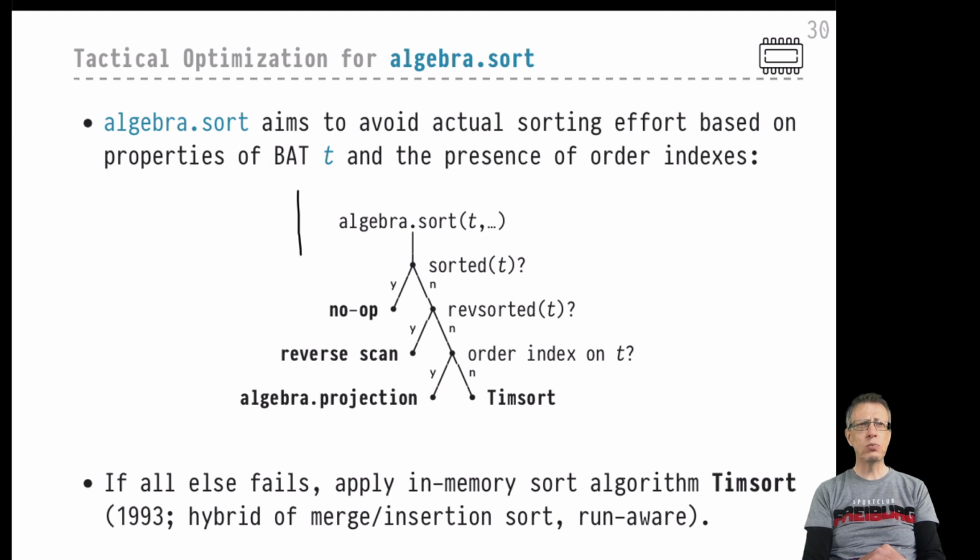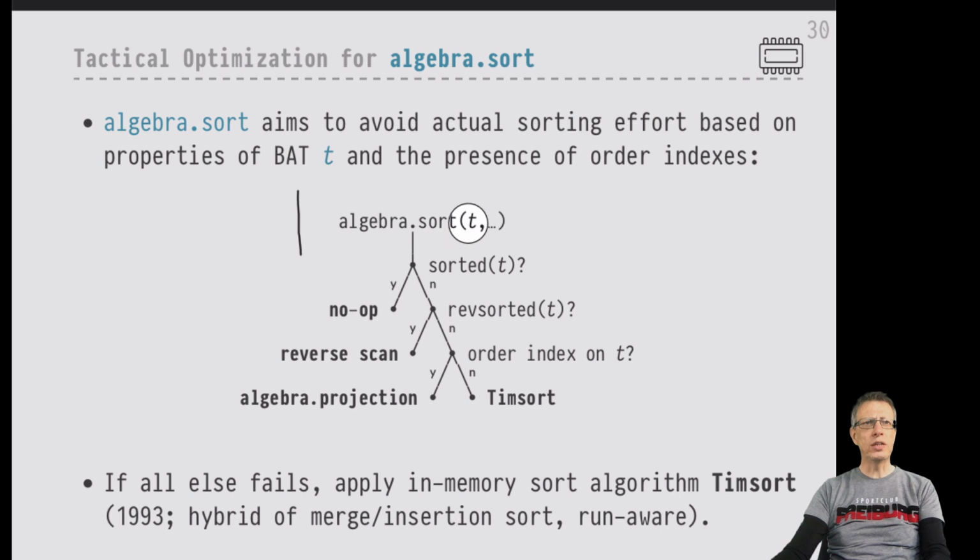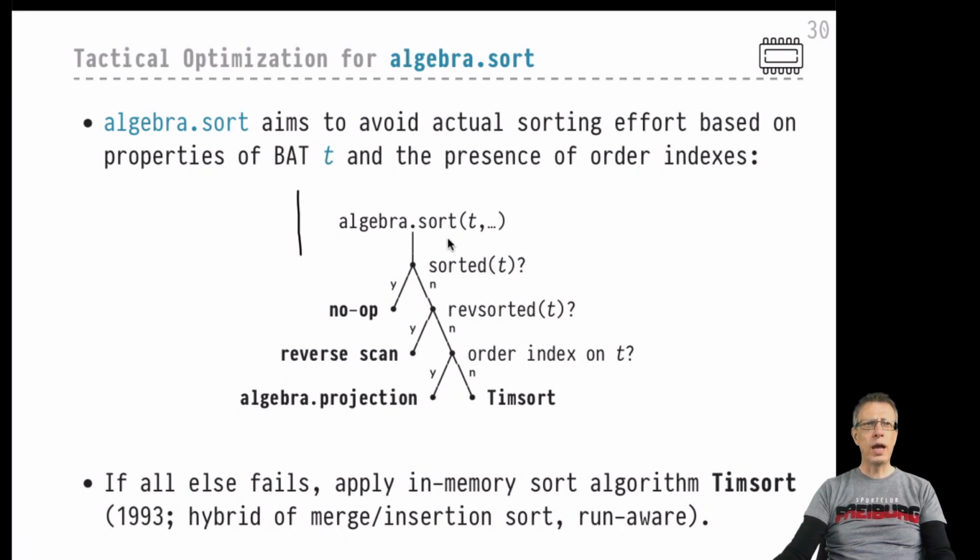Instead, algebra.sort would internally check properties of the underlying BAT T that is to be sorted, and then decide using tactical optimization, which could be depicted like this decision tree here. It would use this decision tree internally to decide which algorithm to apply, which tactic to apply to arrive at a sorted T BAT. Maybe the T BAT is already sorted according to its tail column. If this is the case, then this algebra.sort is indeed a no-op.